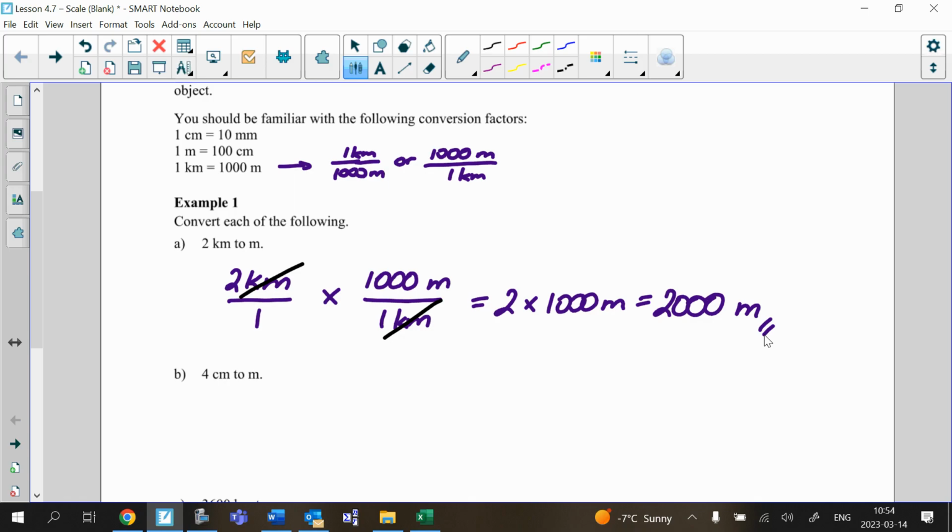A lot of times it's distance, metric distance. Sometimes it could be mass. Sometimes it could be between dollars and cents. Okay, there's all sorts. Sometimes it could be between US and Canadian dollars.